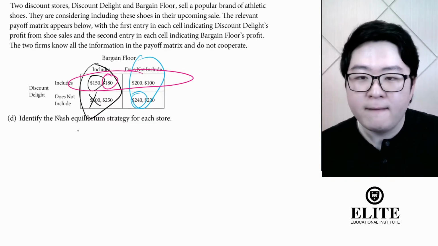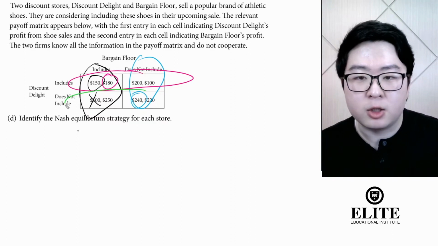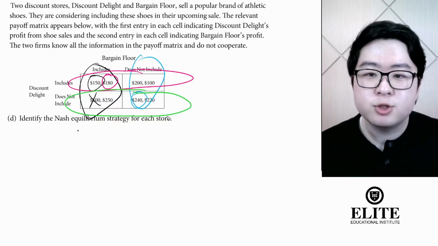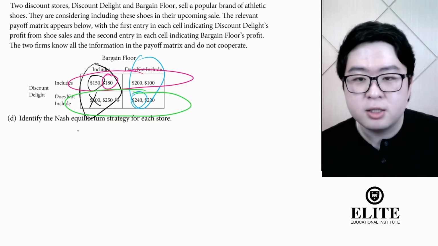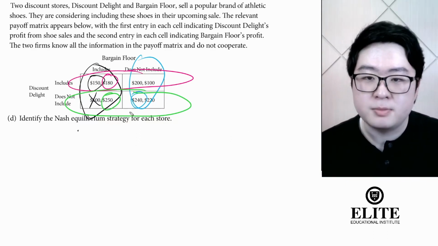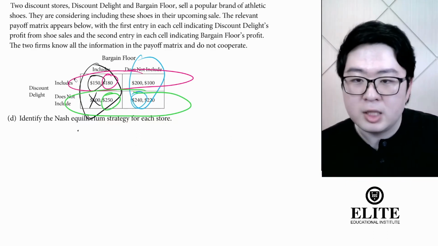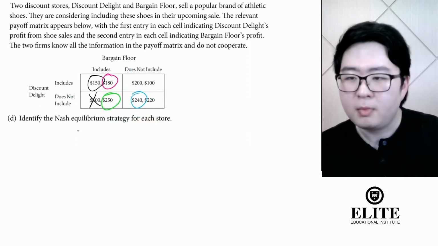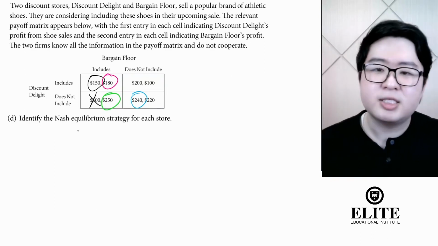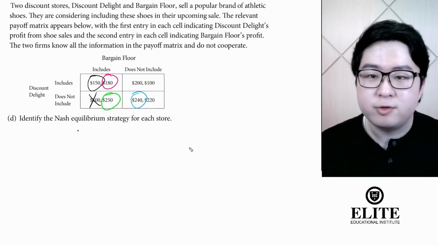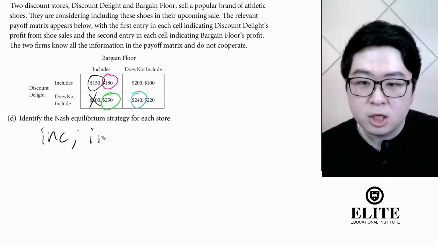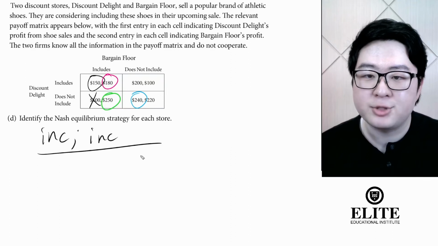But let's keep going. In the case that Discount Delight does not include, it's going to be these two cells, right? What is Bargain Floor's profit going to be? Either 250 or 220. Clearly it's going to choose 250 here, so we're going to circle 250 right there. It's a little confusing to see right now, but let me go ahead and erase the big circles here so it's a little bit more obvious. We see that there's only one situation where we have both profits circled, right? And that's going to be the include cell. And that's going to be our Nash equilibrium.